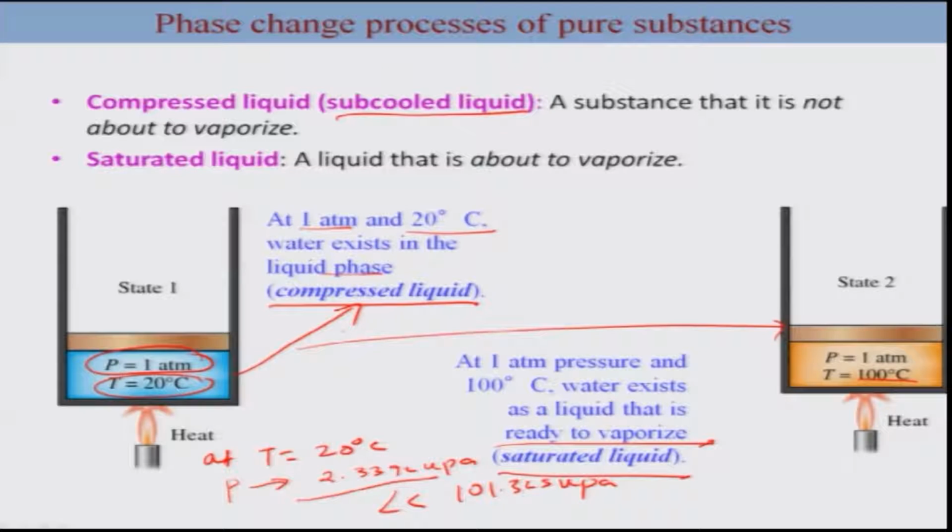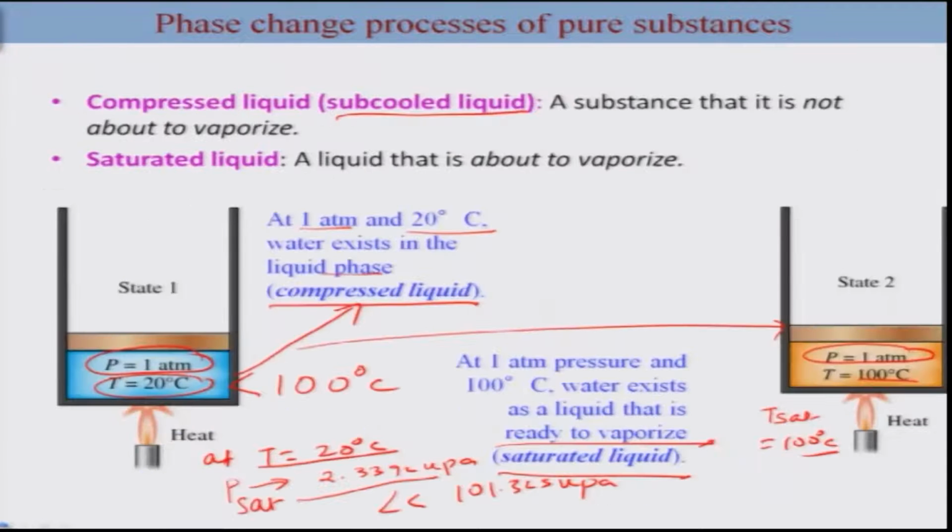So, essentially at 20 degrees Celsius, this P sat, saturation pressure, at P equal to 1 atmosphere, the saturation temperature T sat is 100 degrees Celsius. This is also sometimes called subcooled liquid, because the temperature to vaporize for 1 atmosphere is 100 degrees Celsius. So, this T 20 degrees Celsius is lower than 100 degrees Celsius, is lower temperature than the saturation temperature, and thus it is subcooled liquid.